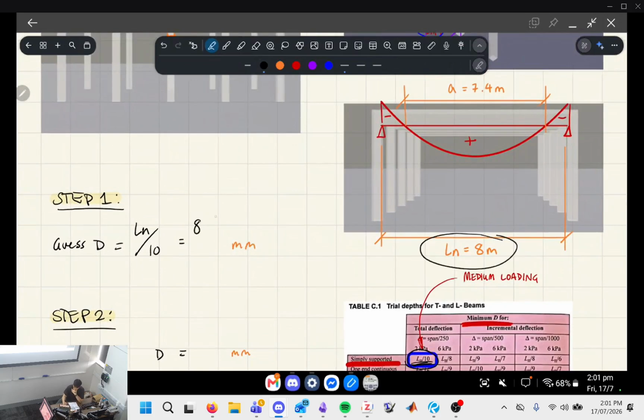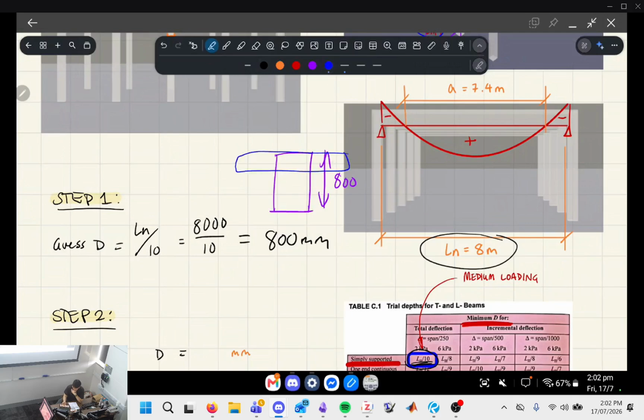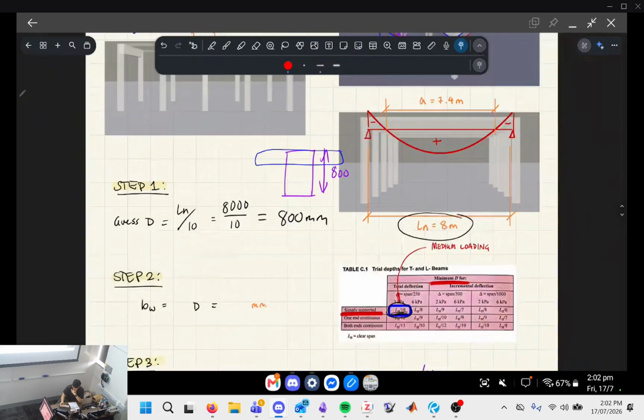So what we'll do is convert that 8 meters to millimeters and divide it by 10, which gives us 800 mm. So 800 is going to be our beam's depth. So that dimension there is going to be 800. I haven't drawn the T part yet.